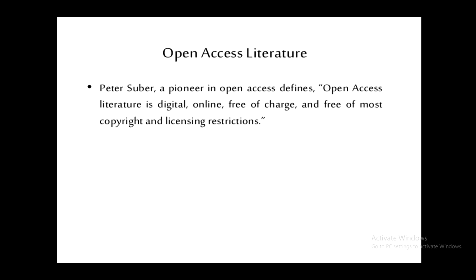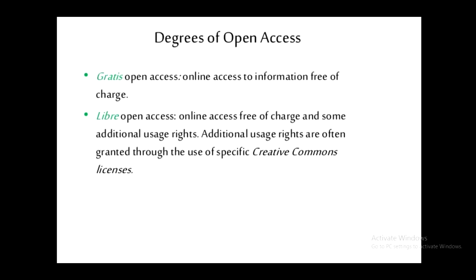So Peter Suber, a pioneer in open access, defines that open access literature is digital, online, free of charge, and free of most copyright and licensing restrictions. So according to Peter Suber, open access is literature which is digital, online, free of charge, you don't have to pay any money, and free of copyright and licensing restrictions.